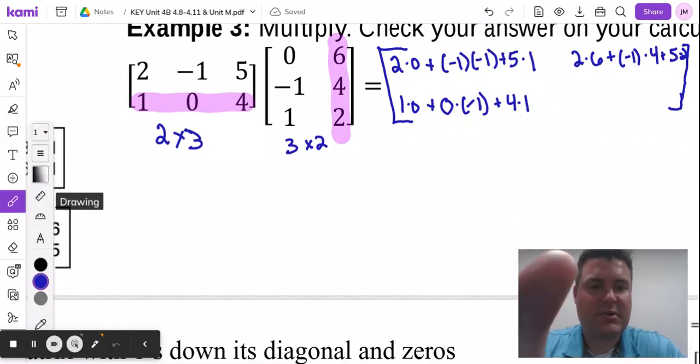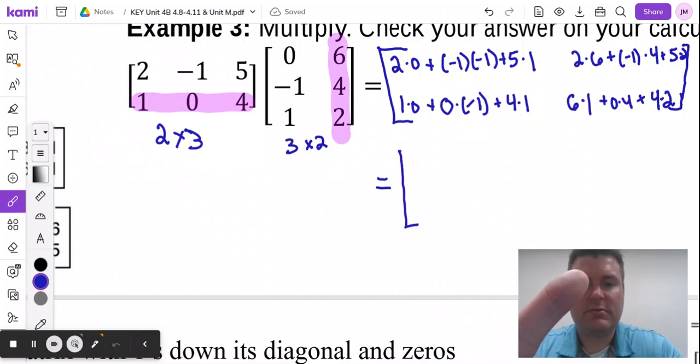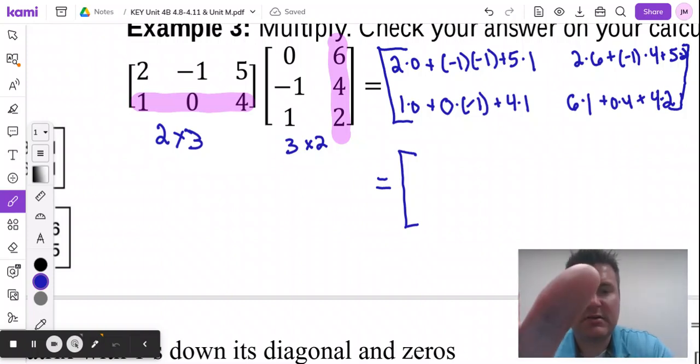So this is going to be 6 times 1 plus 0 times 4 plus 4 times 2. And this is going to equal, put everything on the top right there. So we're going to get 0 plus 1 plus 5. I got 6.